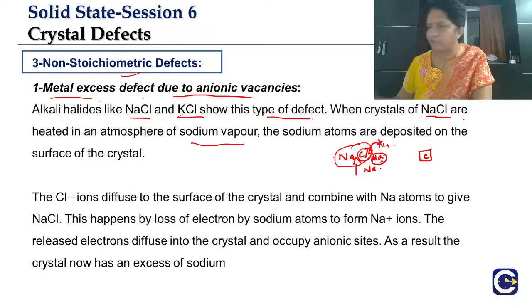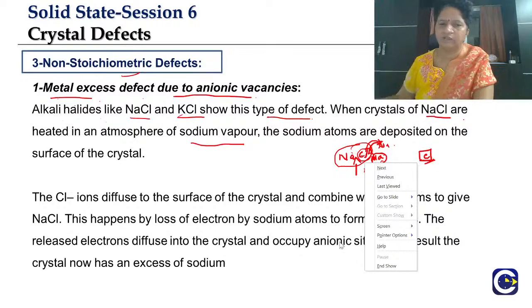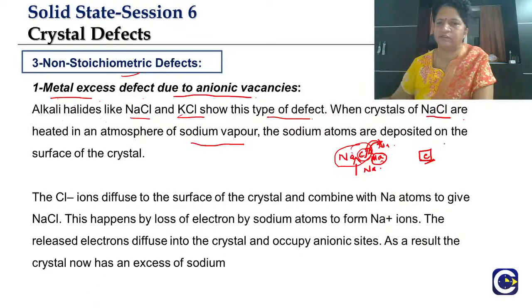Hope you are understanding. When we are heating sodium chloride in the atmosphere of sodium, sodium gets deposited on the surface. Chloride ion, what will it do? It will move from its place. In its place, it will leave an electron. These electrons will be occupied in the places where the chloride ion is going, and those centers we call F centers. And these centers will give us a color for the compound.